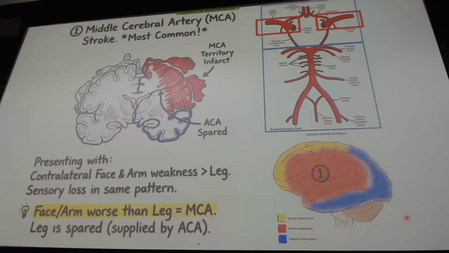All right, so middle cerebral artery, that's going to be that most common one. More commonly, I'm going to see face and arm weakness compared to my legs. And then I'm going to have it be the contralateral side. So if I'm thinking right-sided middle cerebral artery is affected, most common, I'm going to have arm weakness that's worse than my leg on the left side.